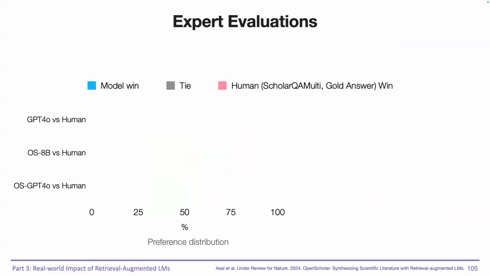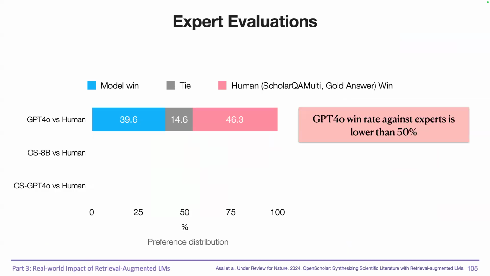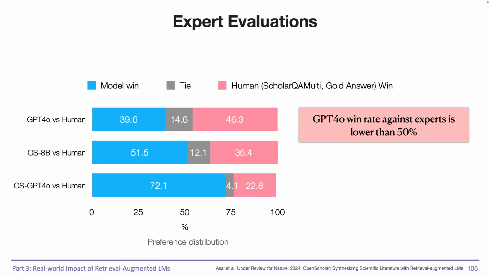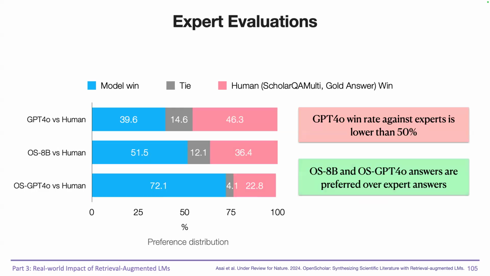We also conducted systematic evaluation across 3 scientific disciplines: computer science, biomedicine, and physics. Ph.D. level experts compared expert-written answers with model-generated ones, selecting their preferred responses. We evaluated 3 systems: GPT-4o, OpenScholar 8B, and OpenScholar with GPT-4o. The results show that GPT-4o generated answers were often judged less helpful than expert-written answers. In contrast, both OpenScholar 8B and OpenScholar with GPT-4o were preferred over expert-written answers, demonstrating their effectiveness.